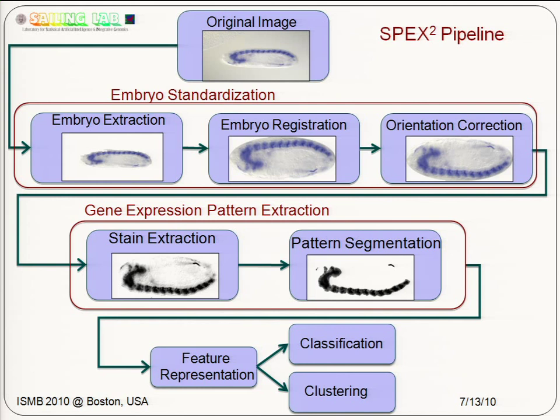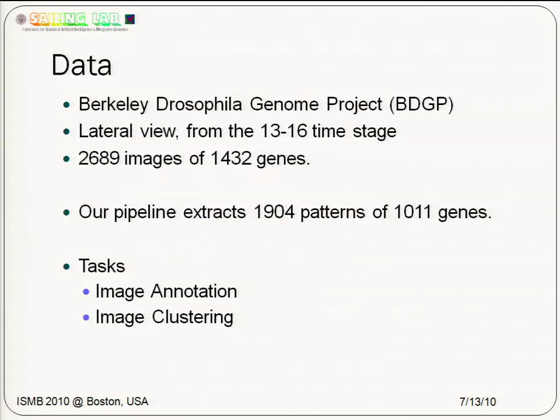And the next question is, of the genome project, lateral view from the 13 to 16 time stage. We have 2,689 genes, and at the end of processing, our pipeline extracts 19,011 genes. We're going to use the features we've extracted and apply them to two distinct tasks.